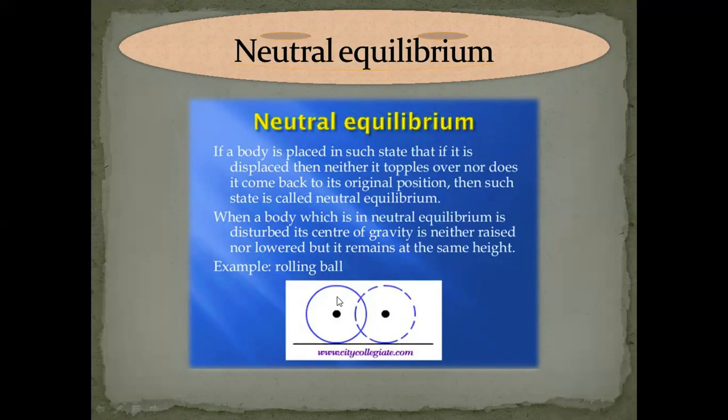So when you are discussing stable equilibrium, unstable equilibrium, and neutral equilibrium, first you will have to define what the equilibrium is. Second, you will have to explain the example, and third, you will discuss the center of gravity, that is, what happens to its center of gravity. So you will have to discuss these three cases.